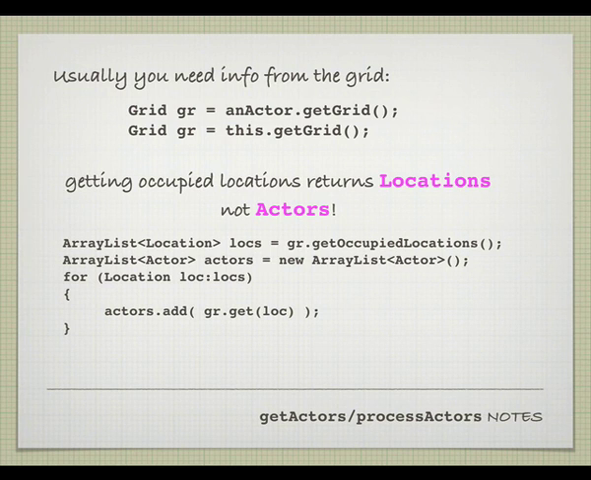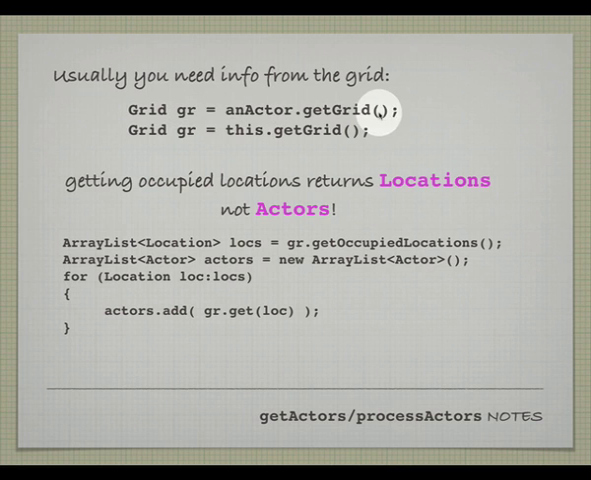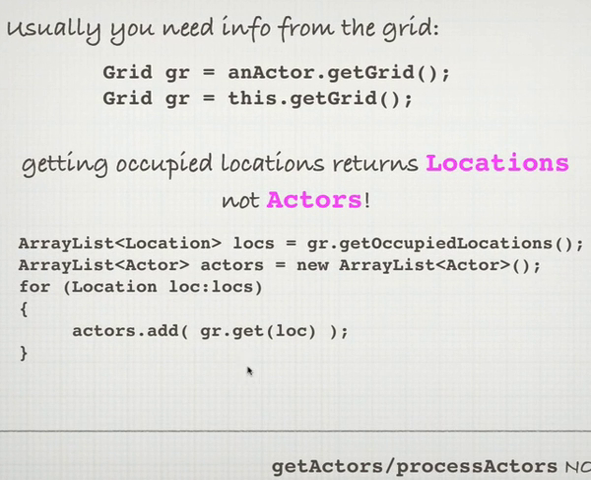Also, whenever you're making actors or critters, more often than not, you need to store this, otherwise you keep asking yourself what grid you're in, or perhaps asking another object what grid you're in, because you need to know the occupied locations, and the way you do that is by asking the grid that the actor or yourself is in. So be careful. And of course, just as an extra reminder, getting those locations does not return actors, they return locations. So how do I get that into an array list of actors?